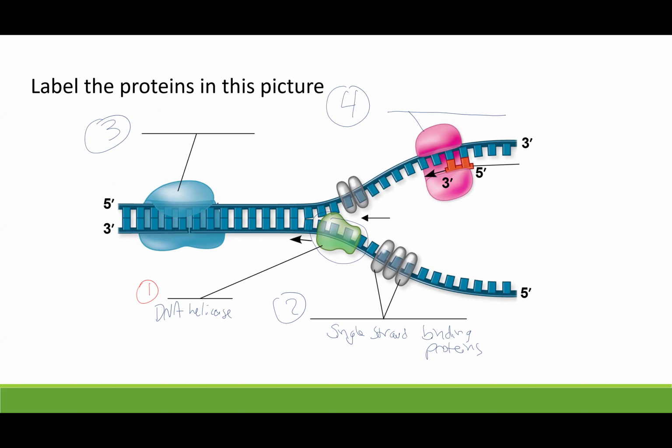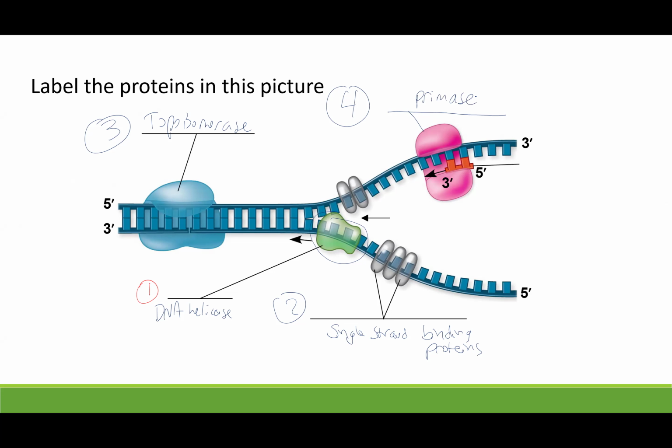What keeps it from getting super twisted and tangled? Topoisomerase. And number 4, what's bringing in the RNA bases that are complementary, that starts the process of replication? Primase. And that, again, that's where we kind of left off.